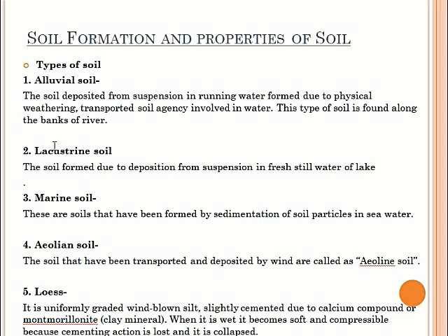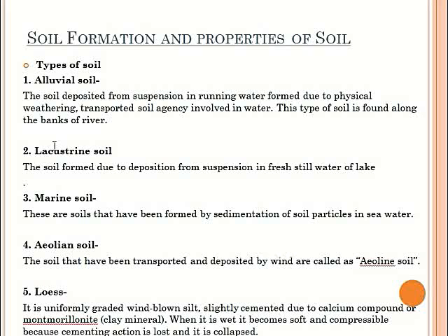The fourth type of soil is aeolian soil. The soil that has been transported and deposited by wind is called aeolian soil. So basically, when the soil is transported by wind action, then that type of soil is called aeolian soil.